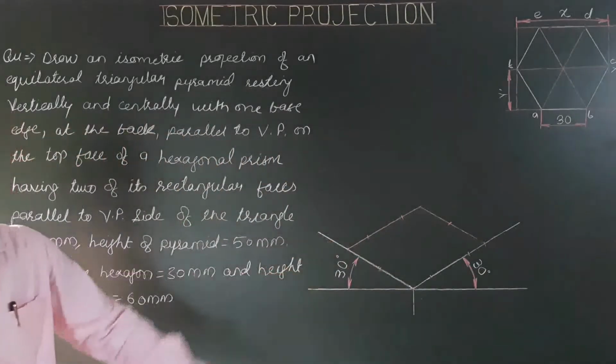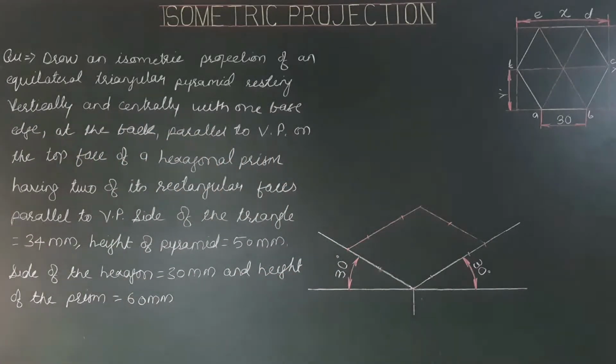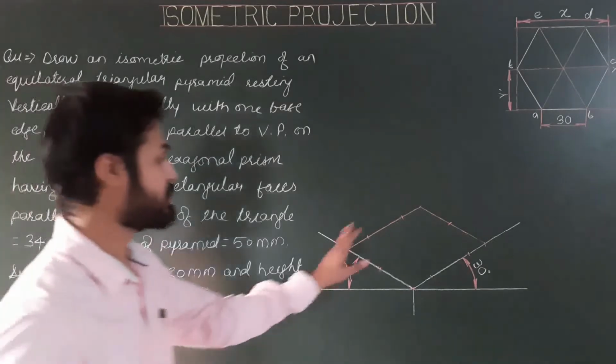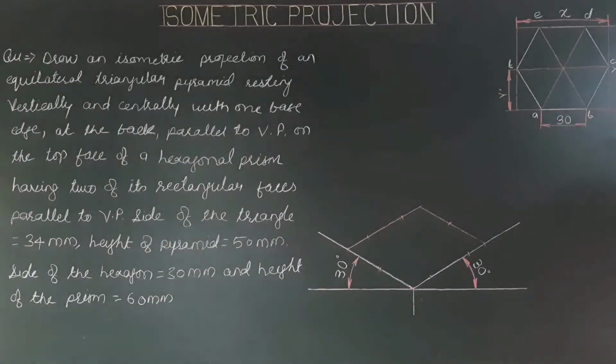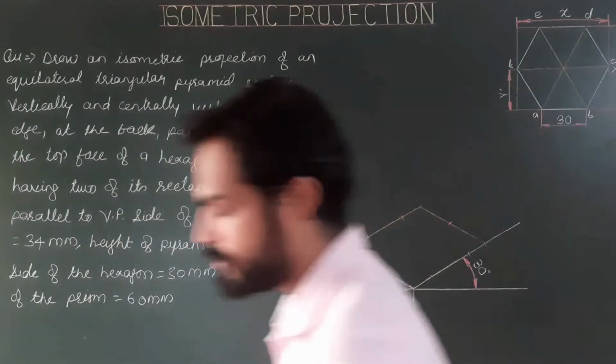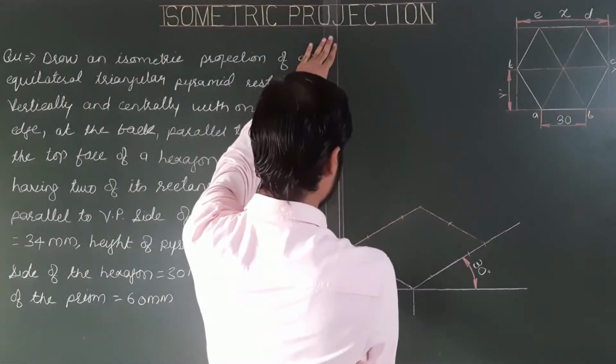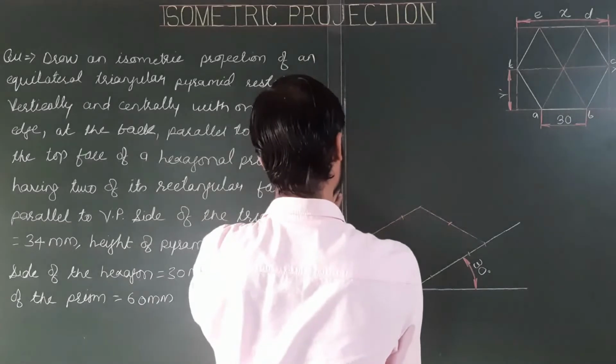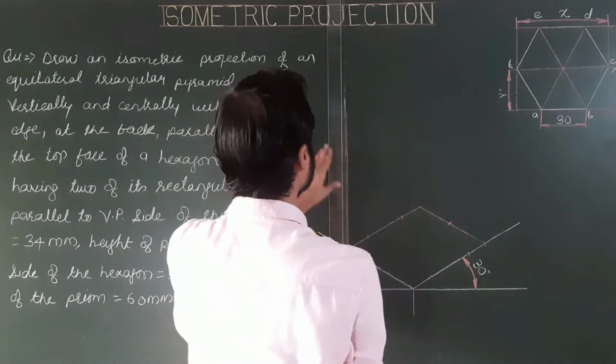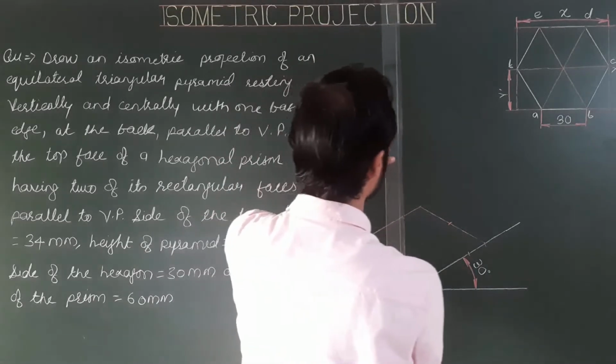Now from all 4 corners of the helping box, drawing lines parallel to the third or vertical iso axis.